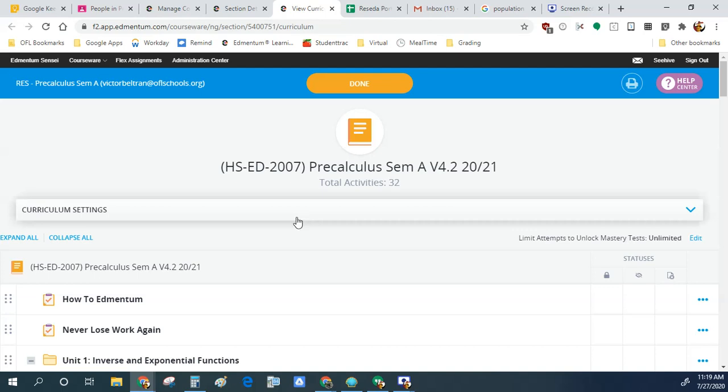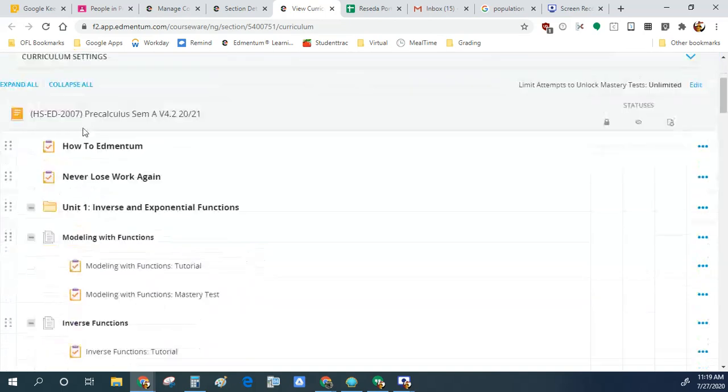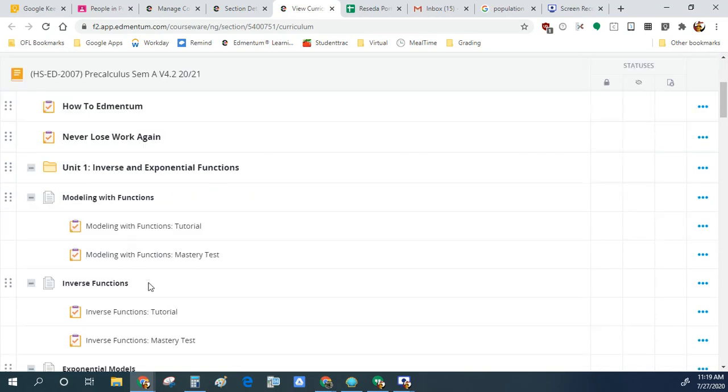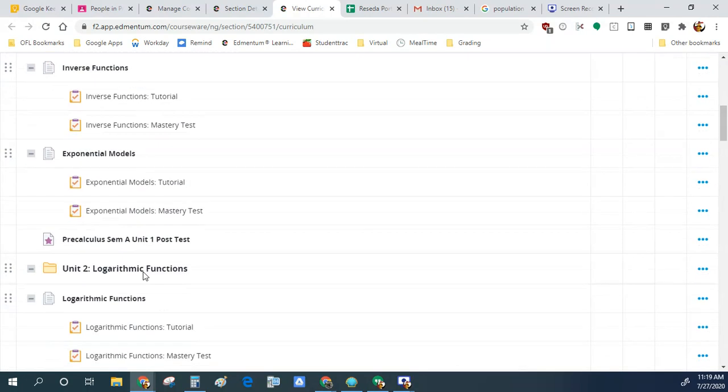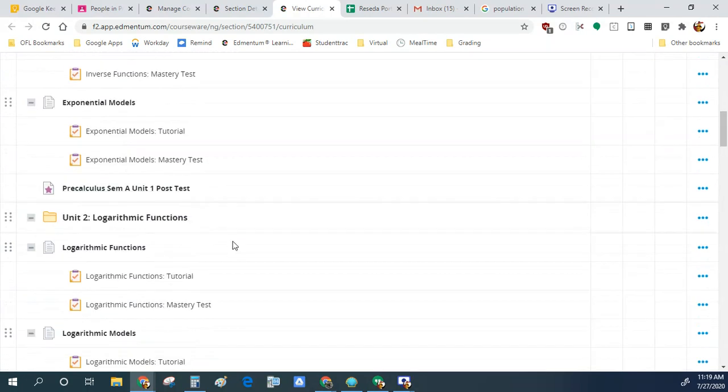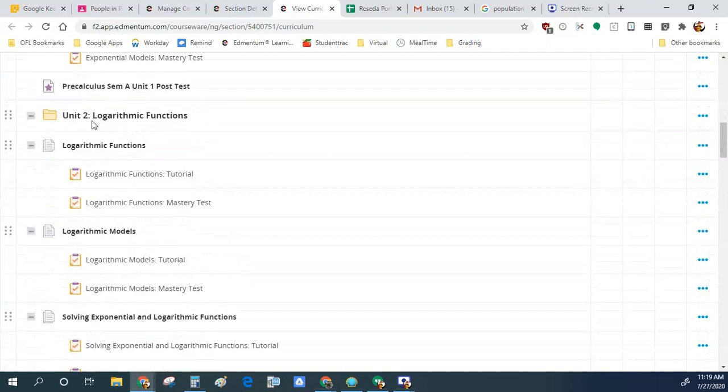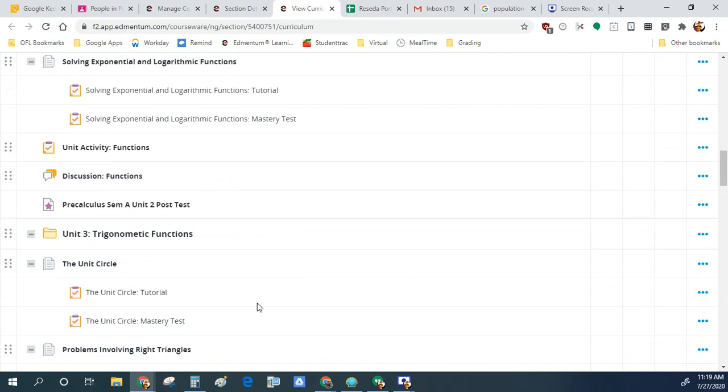So I can show you guys right here how it looks on my end. How to Edmentum, you guys don't need that right now. We're going to do inverse and exponential functions. That's unit 1. And here we have 1, 2, 3 segments for this, plus the post test, obviously. And then we're going to do logarithms. 1, 2, 3. There's going to be an activity, a discussion.